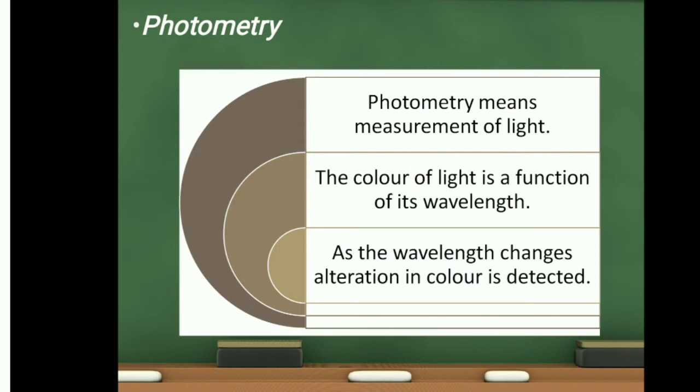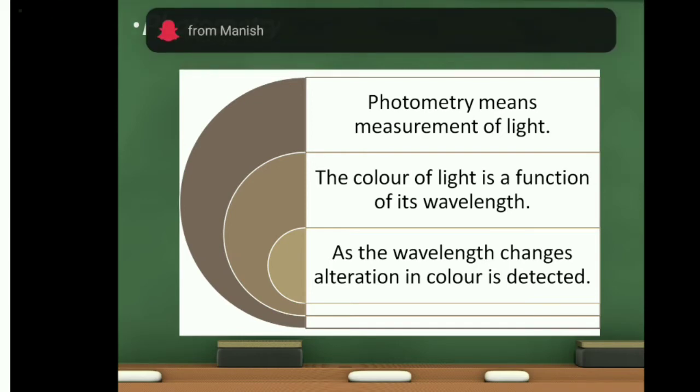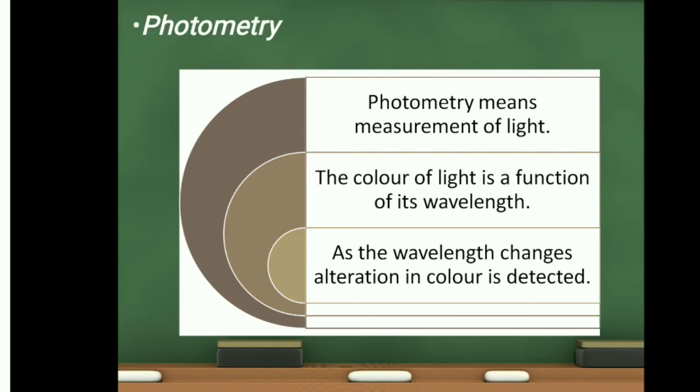Photometry means measurement of light. The color of the light is a function of its wavelength. As the wavelength changes, alteration in color is detected.